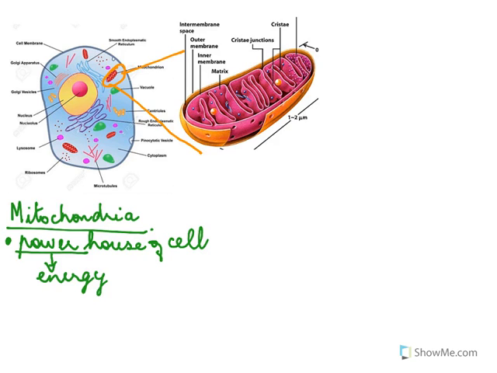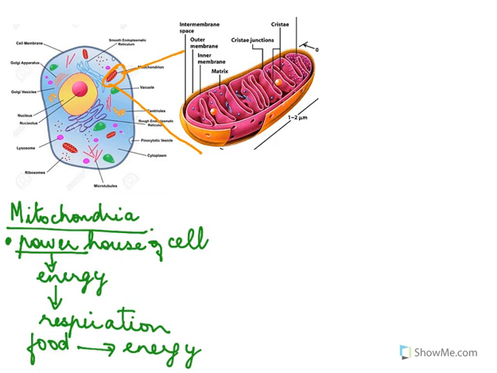Now why does the mitochondria produce this energy, or how does it produce this energy? In the mitochondria, there is a process of respiration that is taking place. And in respiration, we know the food is oxidized to give energy. This takes place in the mitochondria. Hence, the mitochondria is able to supply energy to the different activities of the cell, and it plays a very important role in the cell.